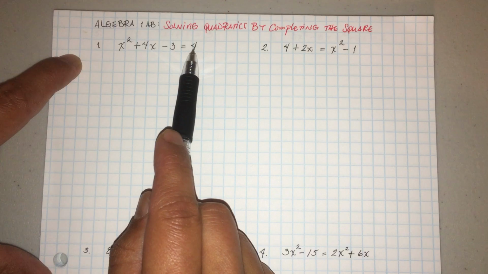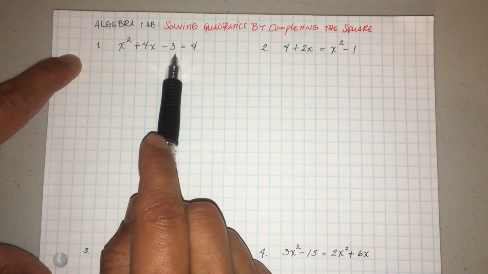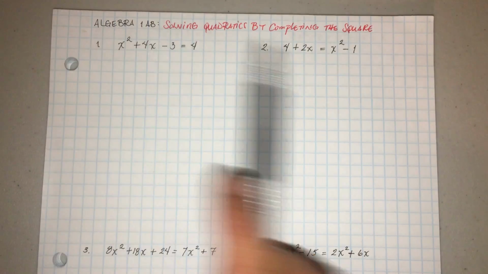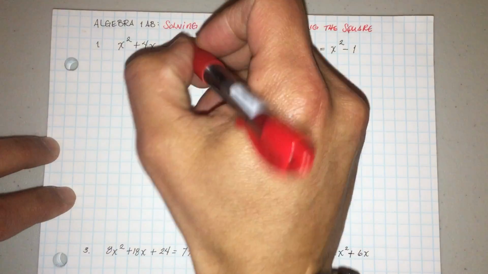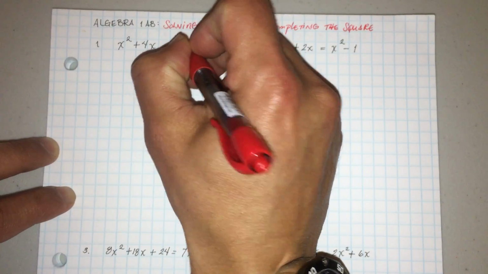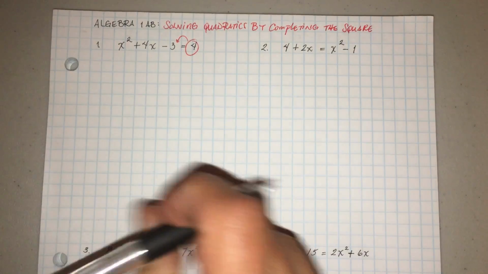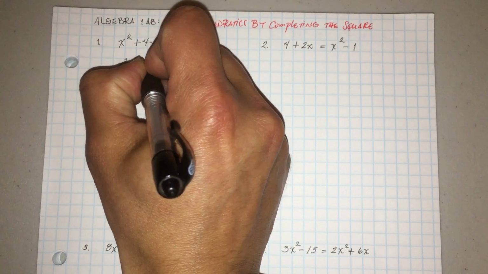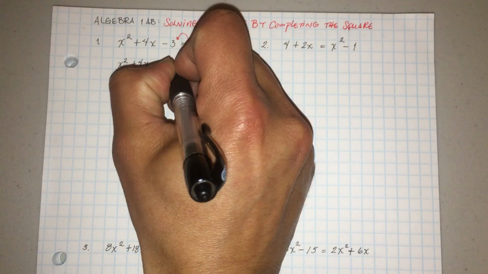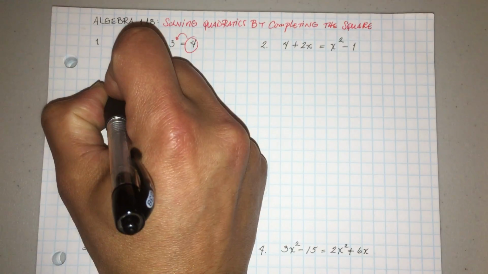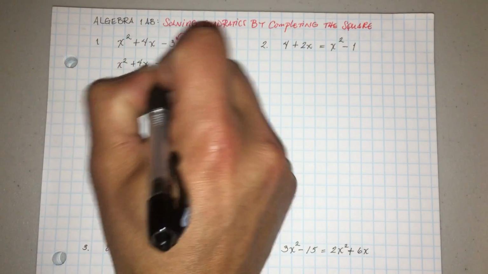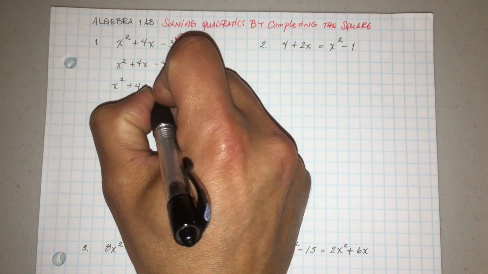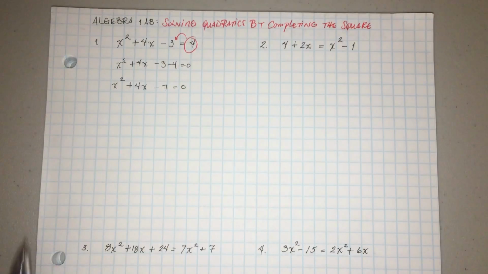So what I have to do is bring the 4 over to the left and set everything equal to 0 first. Entonces tengo que traer el 4 a la mano izquierda y igualar todo a 0. Entonces me va a dar x cuadrada 4x menos 3 menos 4 igual a 0. So I bring that negative 4 over, or that 4 over becomes a negative. So now I have x squared plus 4x minus 7 equals 0.